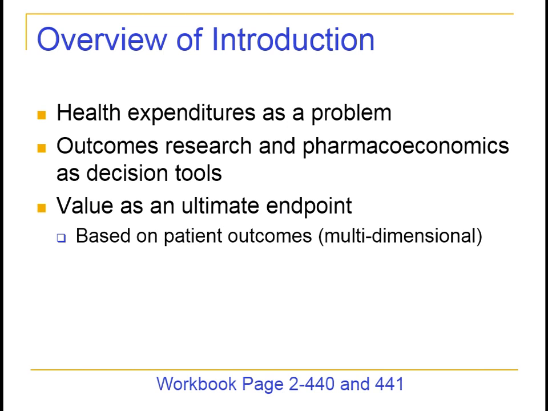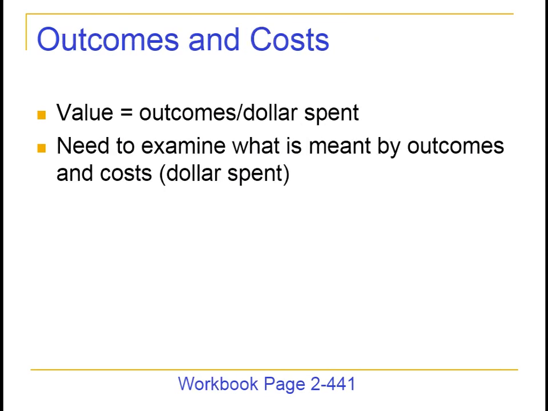So we just reviewed the problem of health expenditures, and that outcomes research and pharmacoeconomics are decision tools. That's the value of the studies. And they use value as the ultimate endpoint. So now we need to know what outcomes and costs are. So value is the outcomes per dollar spent, and costs are the dollar spent.